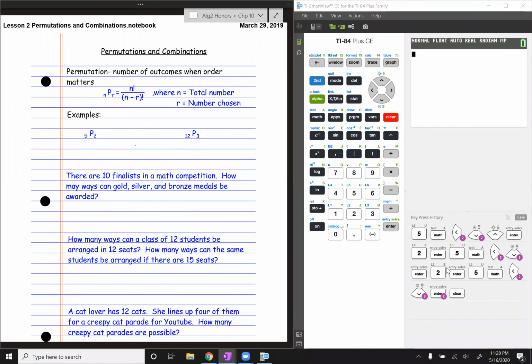All right, today we're going to talk about permutations and combinations. In a permutation, here's the difference: the order matters. That's it.